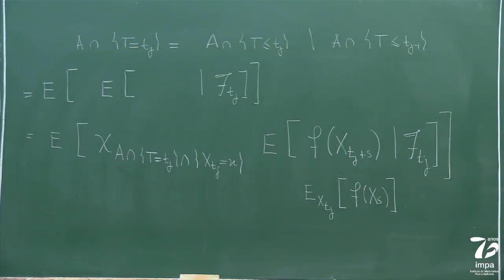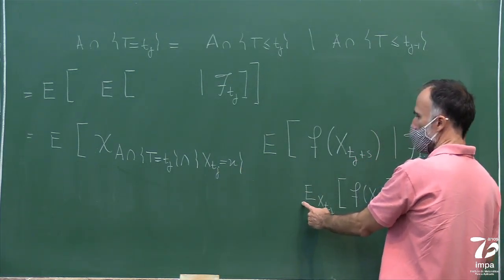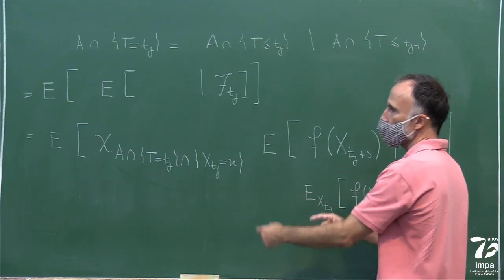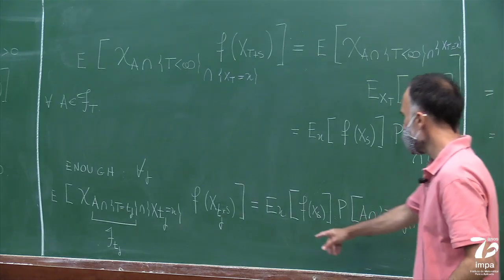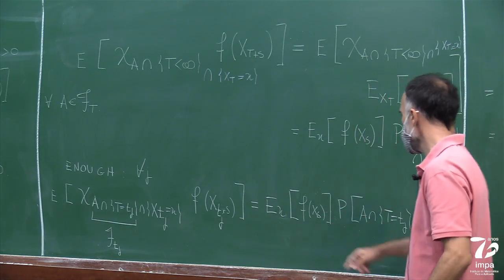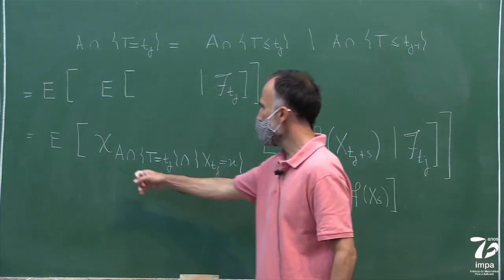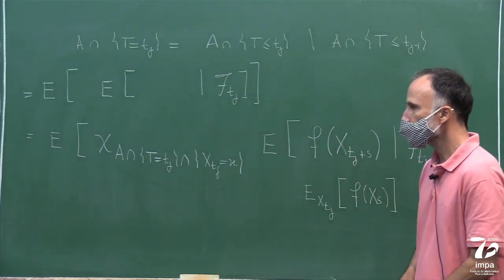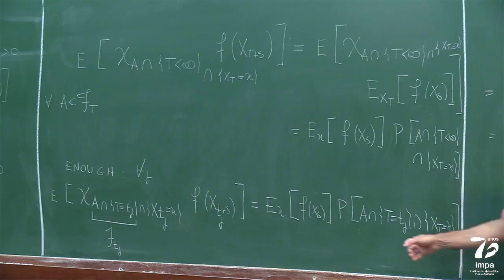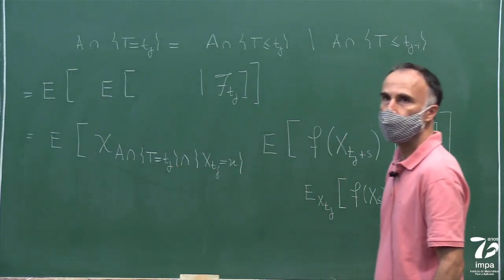And this is exactly what I wanted, because now I can replace X_{t_j} by x. So this becomes a number, gets out from the expectation, and what I get is exactly the expectation starting from x of f(X_s), times the probability of A intersection {T = t_j, X_{t_j} = x}. And this is exactly what's written here, provided I replace back t_j by capital T.